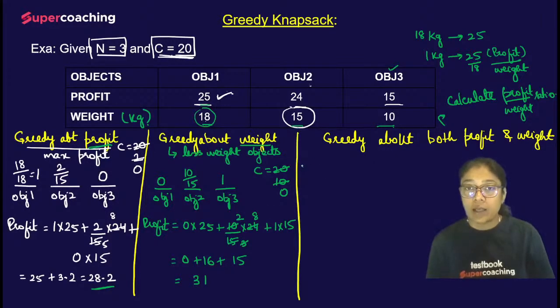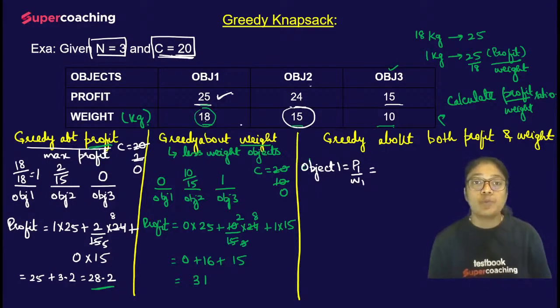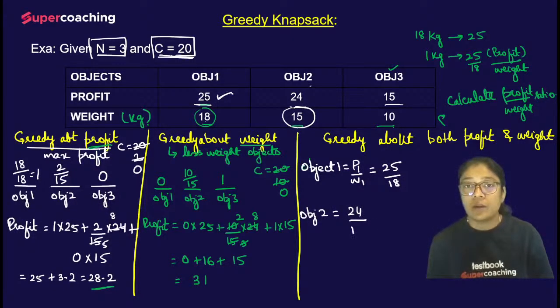So for object 1, we'll get profit upon weight. Profit of object 1 is 25 and weight is 80. For object 2, similarly, we'll calculate profit upon weight. Just calculate the values. For object 3, profit upon weight comes out to be 15 divided by 10, which is 3 by 2, that is 1.5.